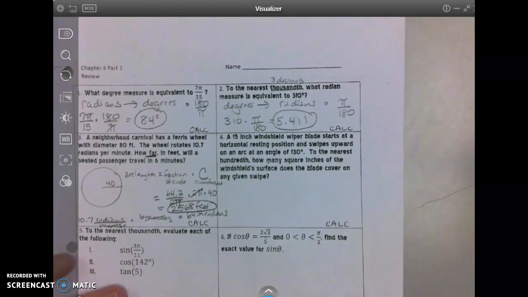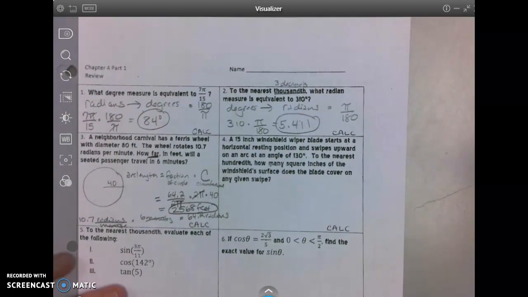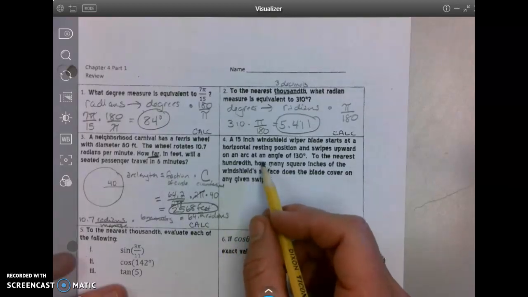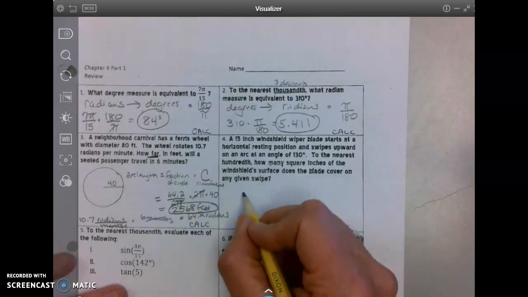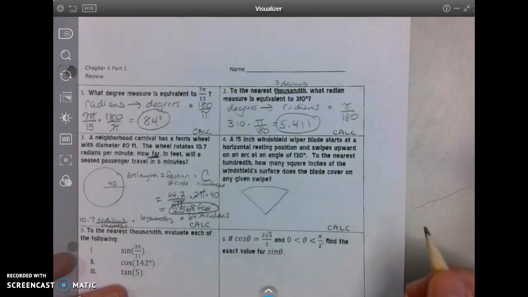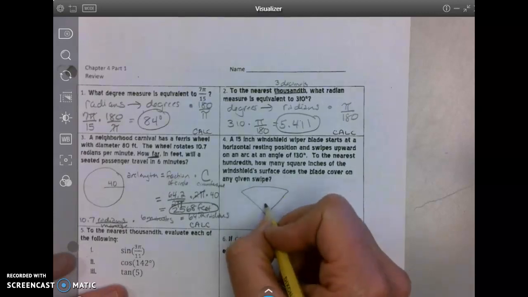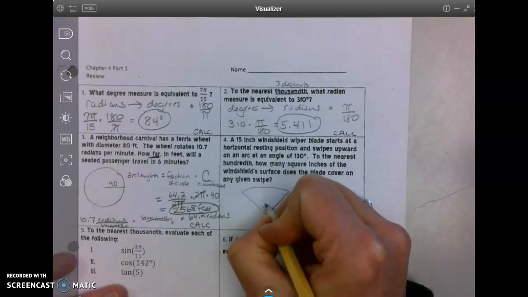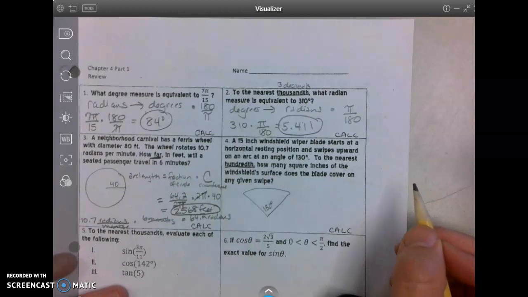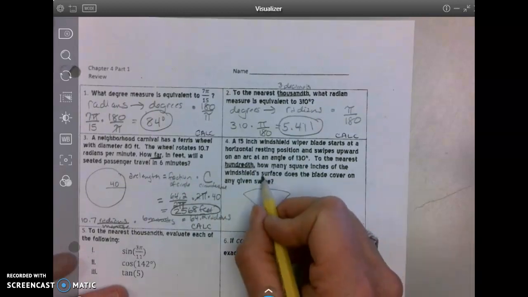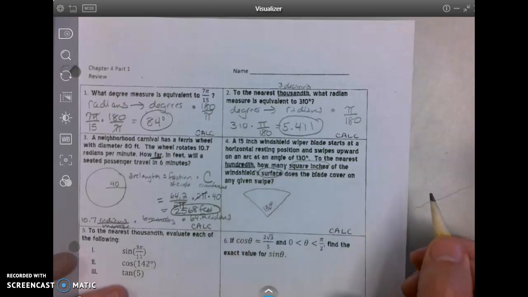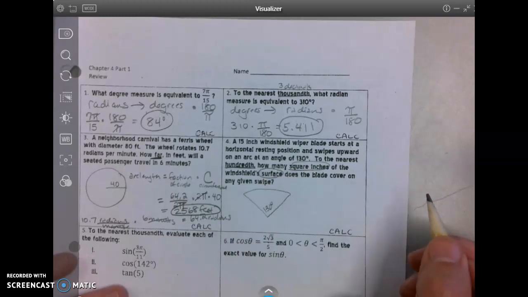A 15-inch windshield wiper blade starts at a horizontal resting position, and it swipes upward on an arc at an angle of 130 degrees. So when I think about a windshield wiper, I kind of think of it like that. And the arc is 130 degrees. To the nearest hundredth, that's going to be 2 decimals. How many square inches of the windshield surface? Square inches surface. We're talking area here. Does the blade cover on any given swipe?